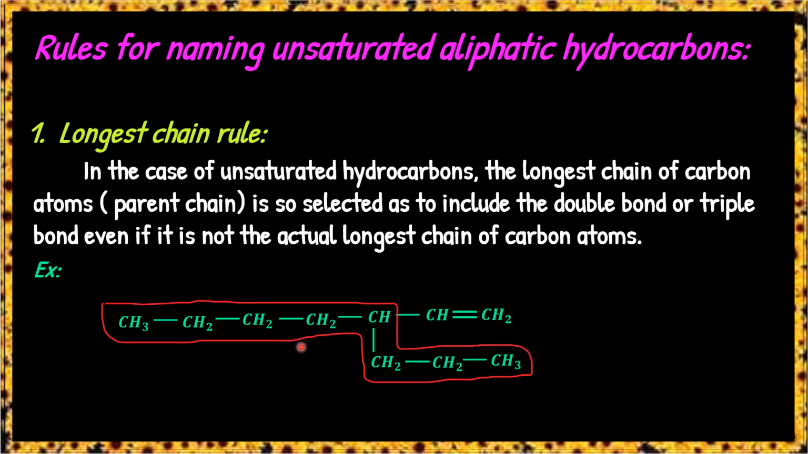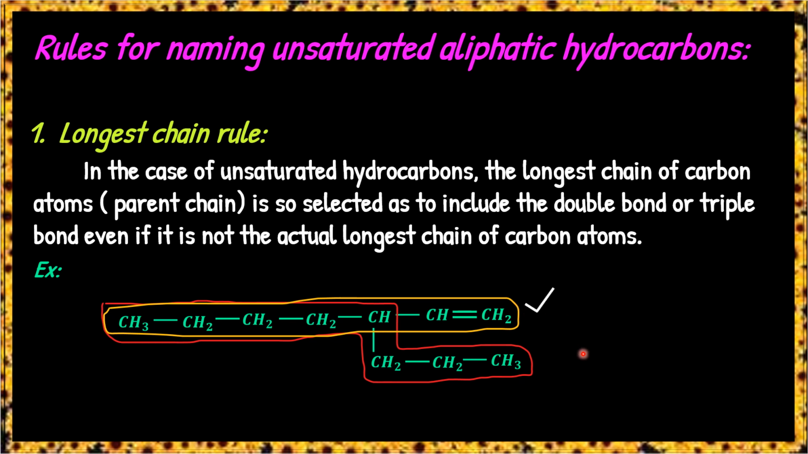This is the actual longest chain and it contains 8 carbon atoms. But this longest chain of carbon atoms doesn't include the double bond. So this one is the wrong selection of longest chain, and we have to go for this one because it includes the double bond. So this is the correct selection of longest chain, and this one is the wrong selection. Okay.